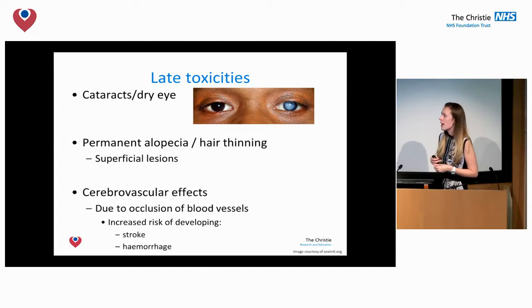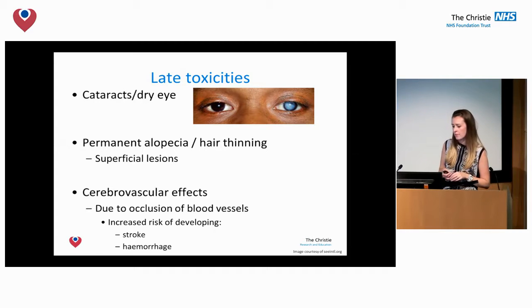Permanent alopecia or hair thinning, particularly more for superficial lesions, so lesions that are closer to the skull surface where the dose is going to be higher to the skin and therefore the risk of the hair follicles being permanently damaged is increased. And cerebrovascular effects, again this is due to the effect on the blood vessels, but there is an increased risk of developing stroke and hemorrhage because of the radiotherapy.